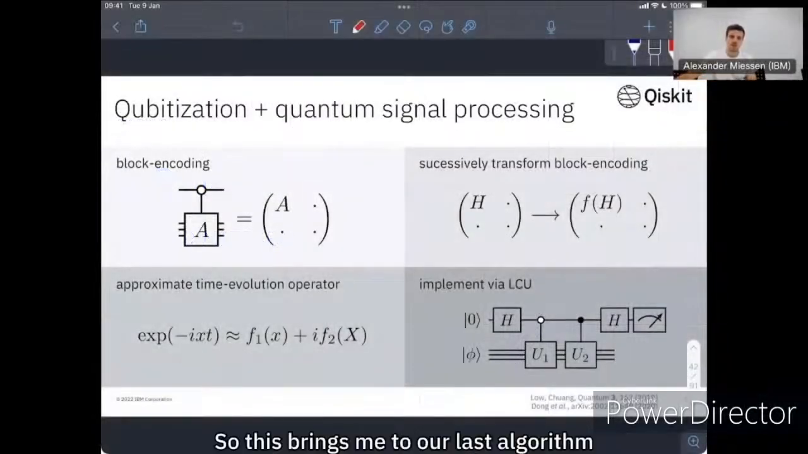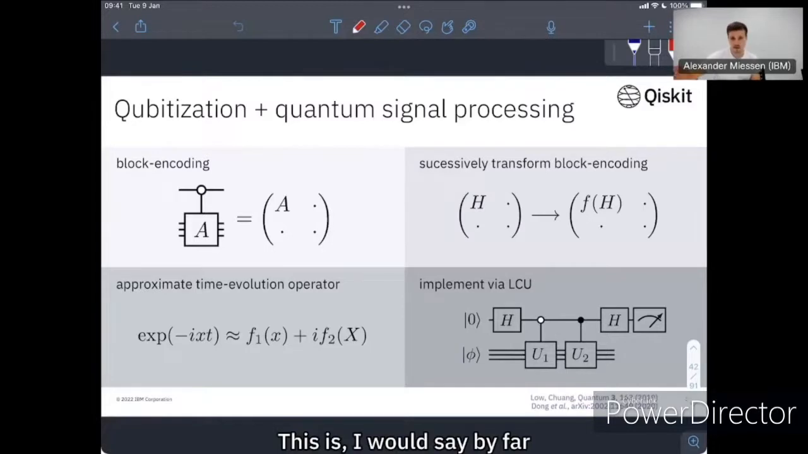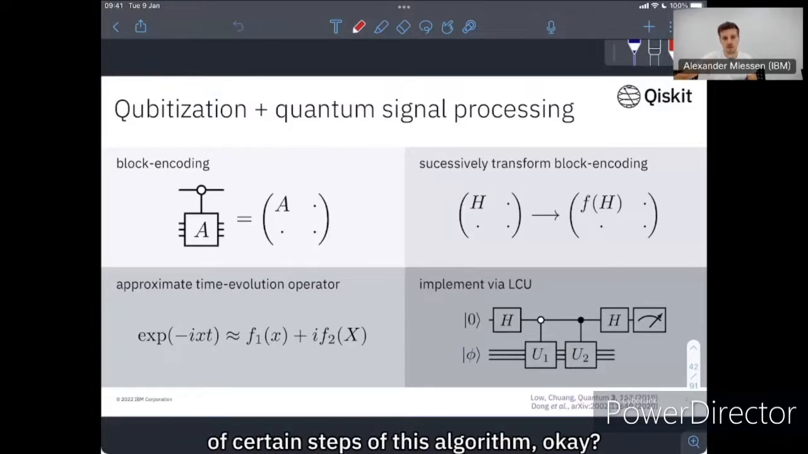All right, so this brings me to our last algorithm within decomposition methods, and this is qubitization and quantum signal processing. This is, I would say, by far the most abstract and involved algorithm of the ones that are presented here. So again, I will give this more or less high-level overview here, followed by a more detailed overview, and then I'll go into a derivation of certain steps of this algorithm, okay?